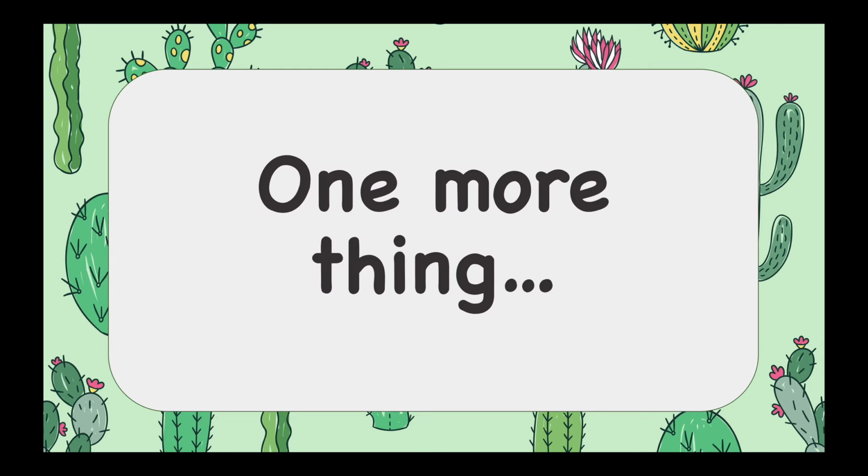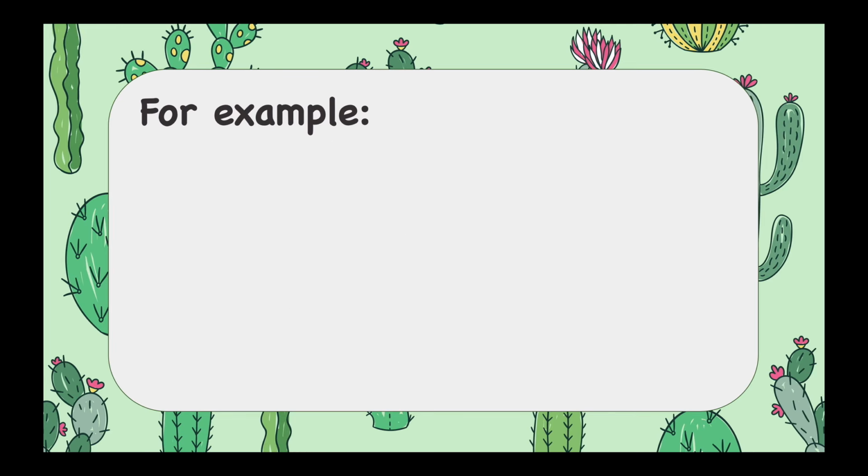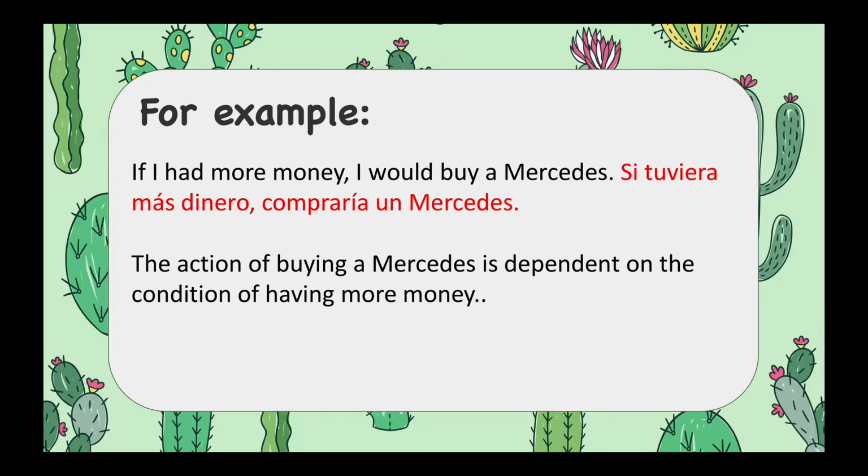And one more thing. The conditional tense often expresses an action that is dependent on a condition. For example, if I had more money, I would buy a Mercedes. So in Spanish, that's si tuviera más dinero, compraría un Mercedes. The action of buying a Mercedes is dependent on the condition of having more money.